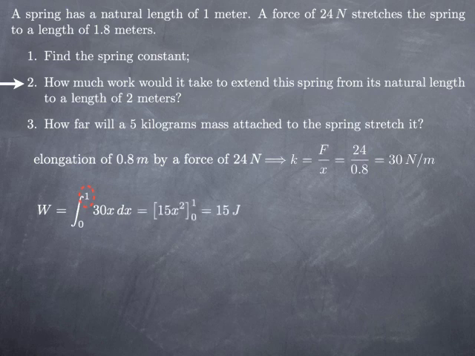Now an antiderivative of 30x is 15x squared. We evaluate that between 0 and 1, and therefore we get 15 joules for the work needed.